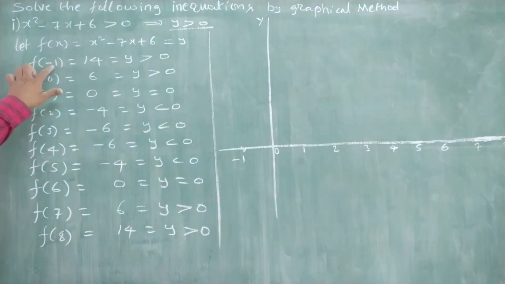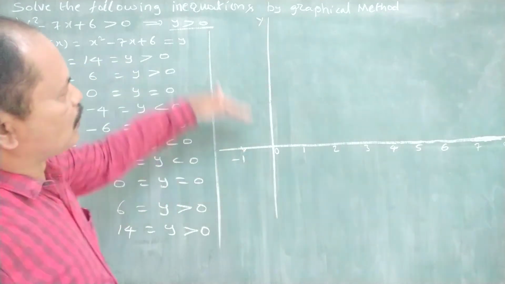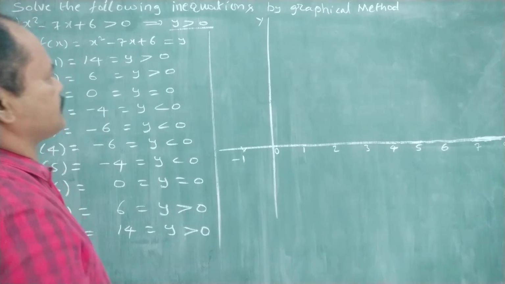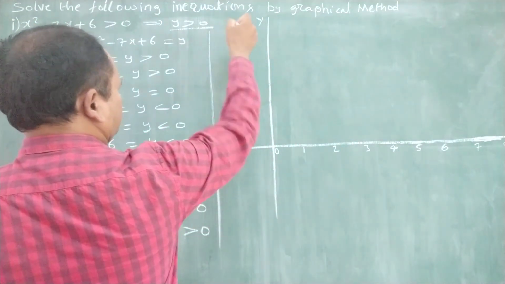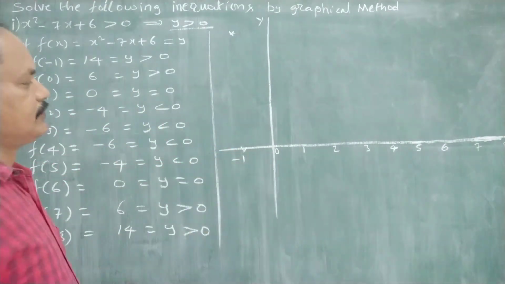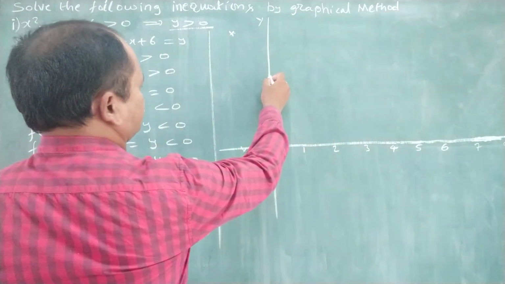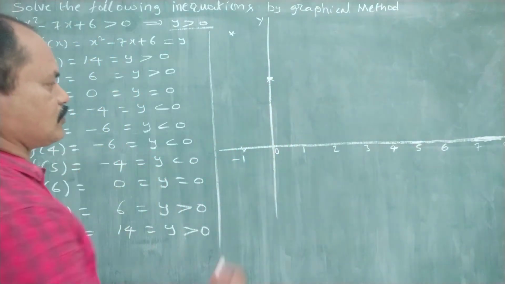Observe, for x is equal to minus 1, y is positive. Above the x-axis is positive. Here it is 40. At x is equal to 0, it is 6. And at x is equal to 1, it is 0.